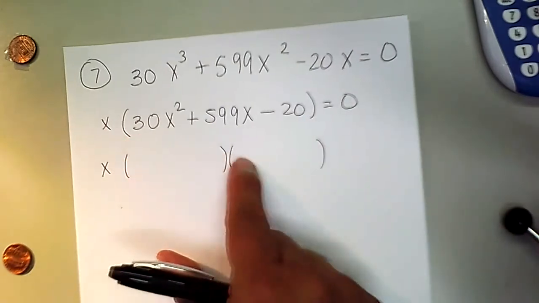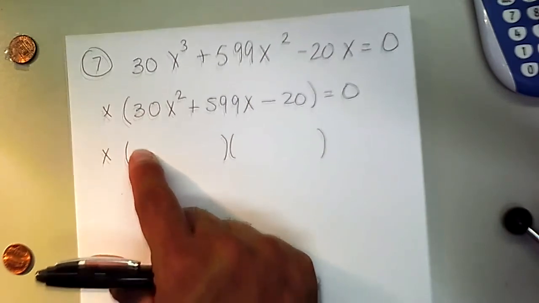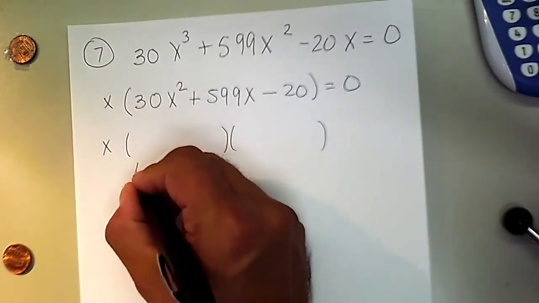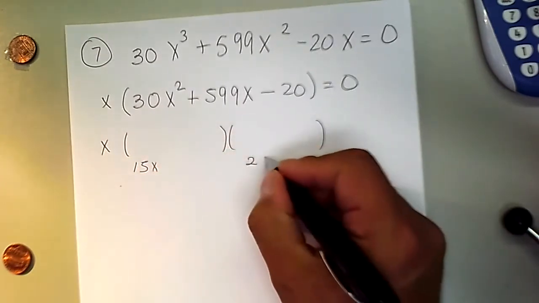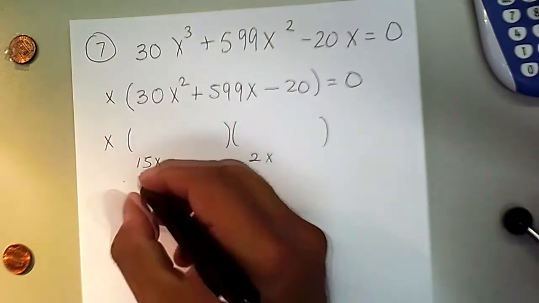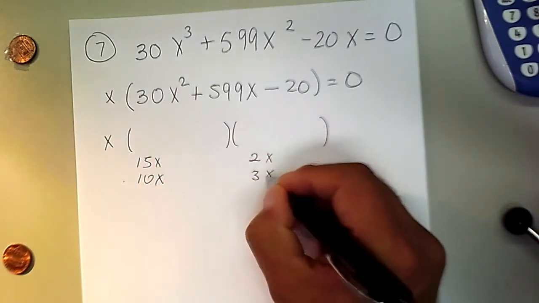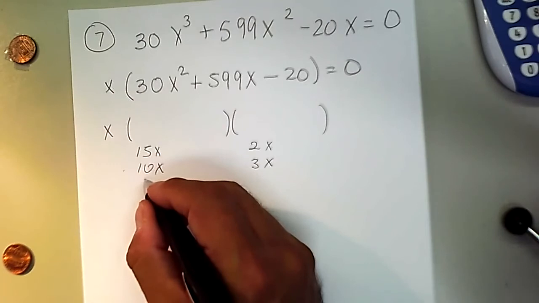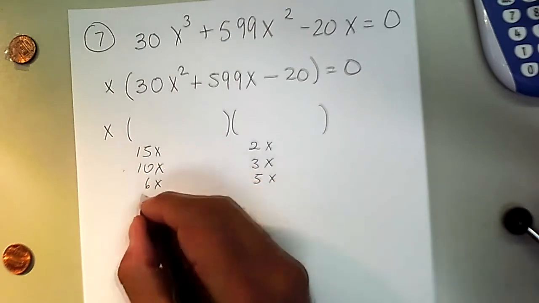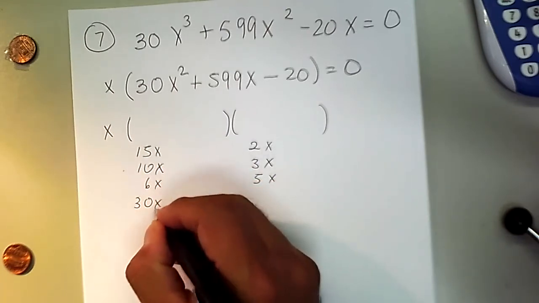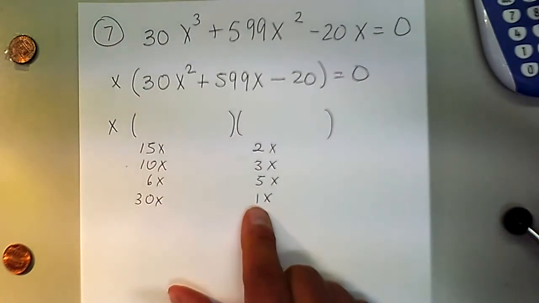We need two numbers that multiply to 30. Okay, so we got several possibilities. Let's write down some of the possibilities, like 15 and 2. That could work. 15x and 2x. And we can have 10x and 3x. That's another possibility. Or we can have 6x and 5x. I'm missing 1, 30x, and just 1x. We don't put down the 1, but I'm emphasizing that it is 1.